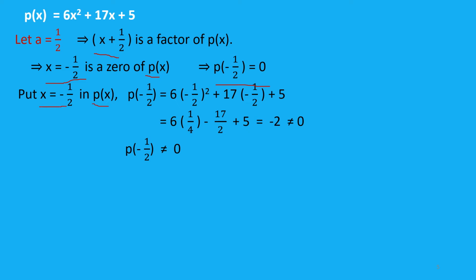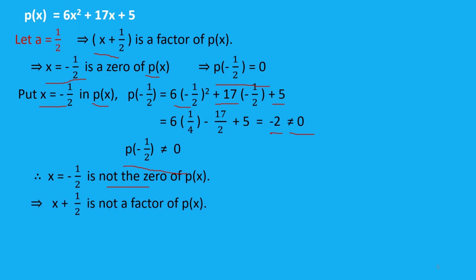So P(minus 1 upon 2) equals 6 into (minus 1 upon 2) square plus 17 into minus 1 upon 2 plus 5. And after solving, we are getting minus 2. And here we can see it is not equal to 0. That means P(minus 1 upon 2) is not equal to 0. Therefore, x equals minus 1 upon 2 is not the 0 of P(x). And when it is not the 0, that means x plus 1 upon 2 is not a factor of P(x).